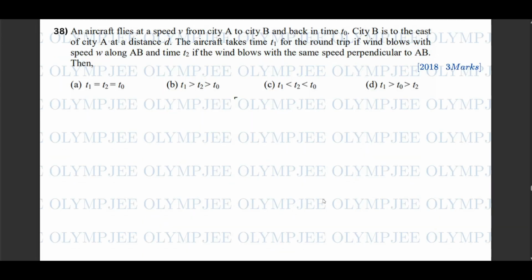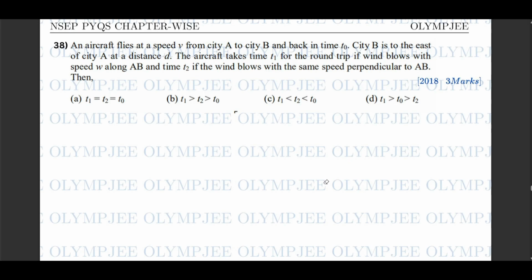Question 38 says an aircraft flies at a speed v from city A to city B and back in time t naught. City B is to the east of city A at a distance d. The aircraft takes time t1 for the round trip if wind blows with speed w along AB, and time t2 if wind blows with same speed perpendicular to AB. Then basically there are three cases.